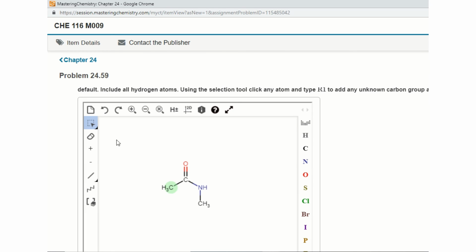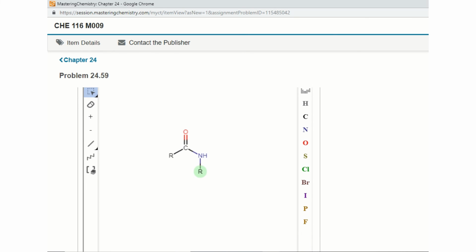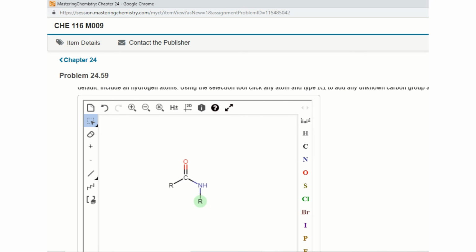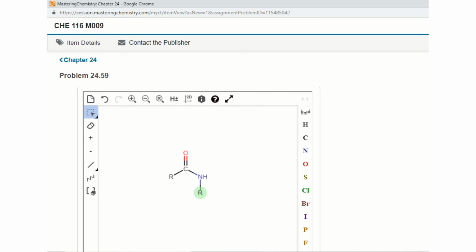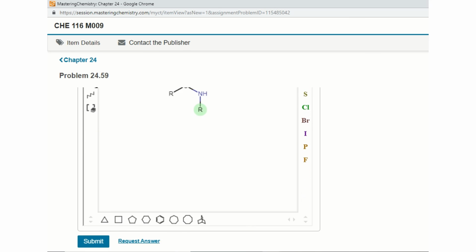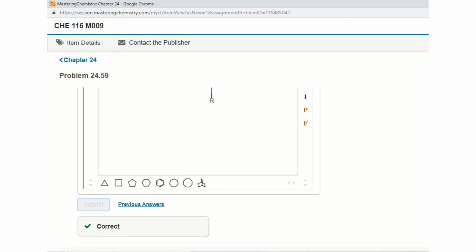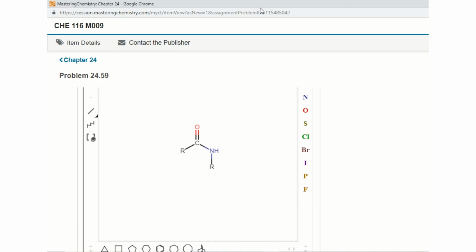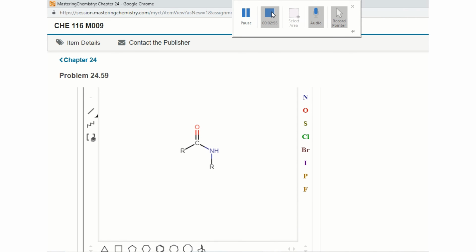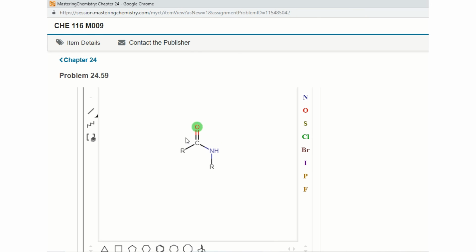So again, go up here to select in the upper left, click on that, and then Shift and R, and then again I'm going to select that, Shift and R. So now I've got any substituent on the left, R, any substituent on the right, R, of that peptide bond. And so that's all they're looking for in that question. And so fortunately that's correct as well. So hopefully that helps make those questions a little bit easier, to basically substitute R in those positions.